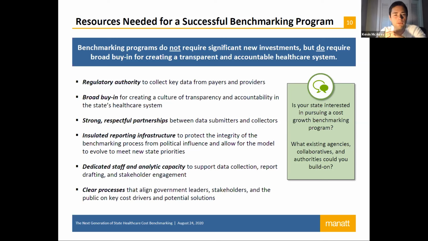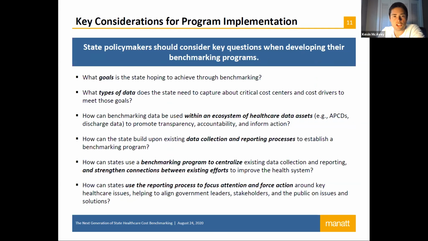And then when you start to get towards operations and really thinking through the data you want to collect, have strong, respectful partnerships. I saw Bernie, among other friends on this call, really working with payers, for whom this is not their day job, to help explain what this data should be used for and how it will advance everyone's causes. These were some of the important lessons learned when we were setting up the benchmarking program in Massachusetts and that other states have found valuable. Keeping the reporting infrastructure insulated also helps to preserve the integrity of the process and its outputs, and making sure that you have dedicated staff and analytic capacity to maintain the data collection and reporting process from start to finish.